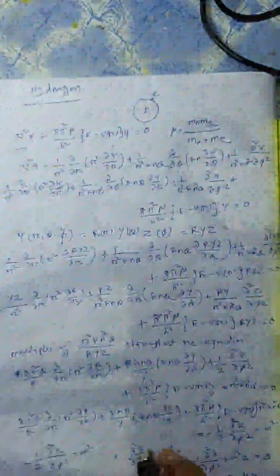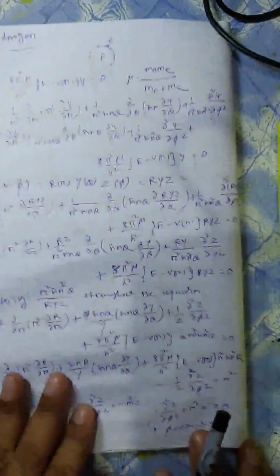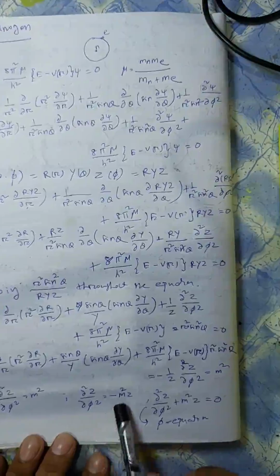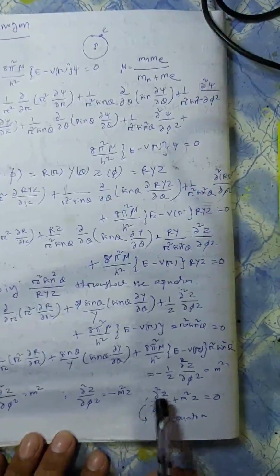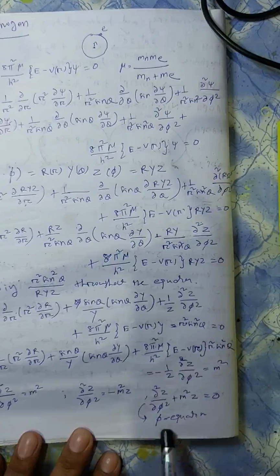And we will discuss the hydrogen atom. Only the phi equation we define; we will teach the theta and the radial equations. This is the phi equation that we already know: ∂²Φ/∂φ² + m²Φ = 0. This is the phi equation.